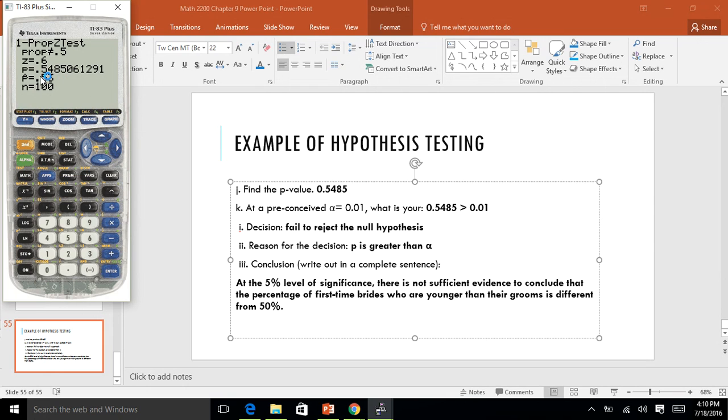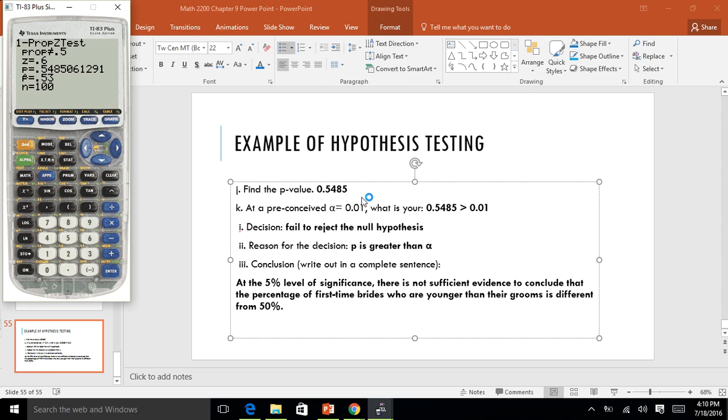Okay, so you can see here I have my p-value, which is 0.5485. So what does that tell me? It tells me that my p is greater than my level of significance because 0.5485 is greater than 0.01. My decision then, because it's greater, is I fail to reject my null. Why? Because my p is greater than my alpha.